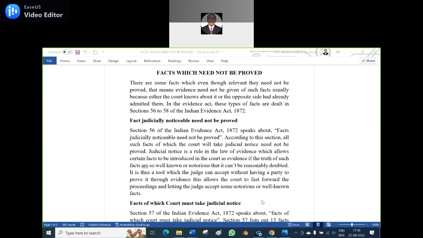Such facts are so well known, or notorious, that they cannot be reasonably doubted. So where the court has noticed those facts, such facts need not be proved. It is thus a tool which the judge can accept without having a party prove it through evidence. This allows the court to fast forward the proceedings, letting the judge accept some notorious or well-known facts.